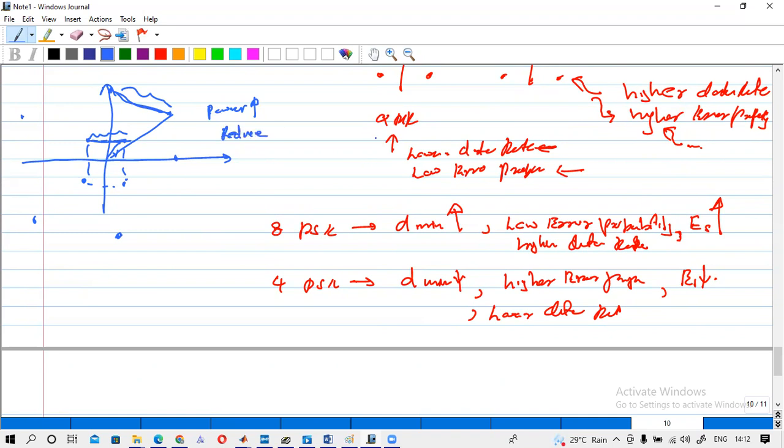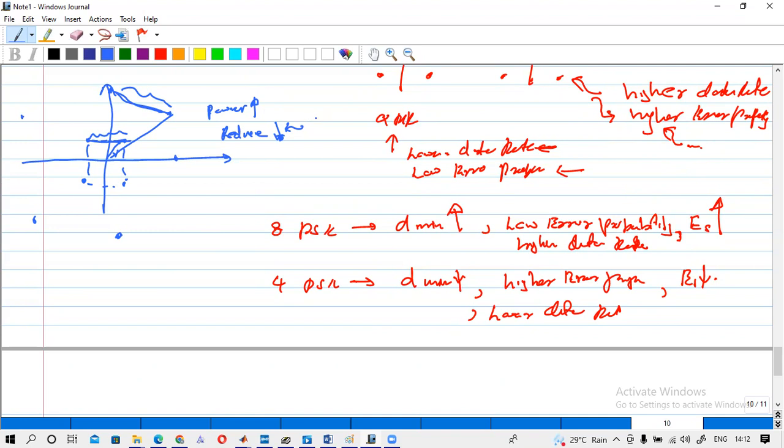So it is not a waste of time. If you get this idea, I think it is very good. If you use very high power, you can reduce the error probability. But again, you will face some problem. Higher power means you will need more power.